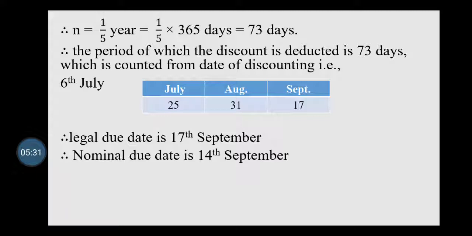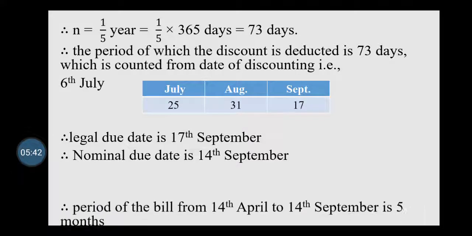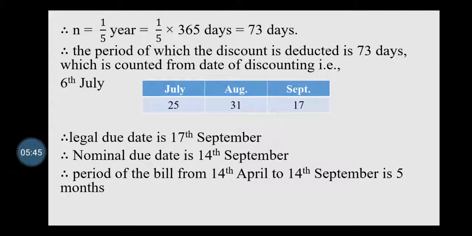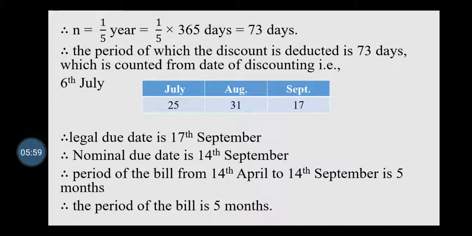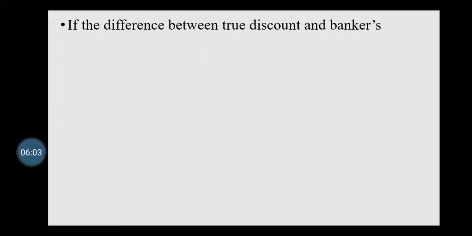Therefore, nominal due date will be before this legal due date. And how many days before? 3 days before. So, nominal due date is the 14th September. Therefore, period of the bill from 14th April to 14th September, which is 5 months. So, in this case, the period of the bill is 5 months. Okay, is it clear? Now we will solve the next question.